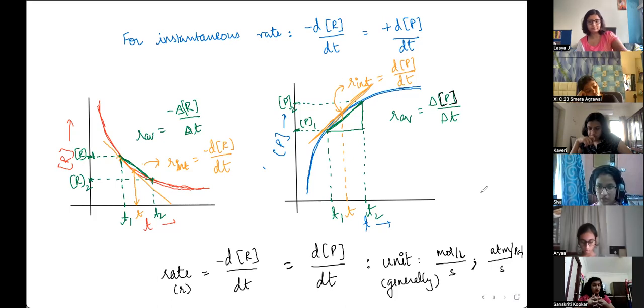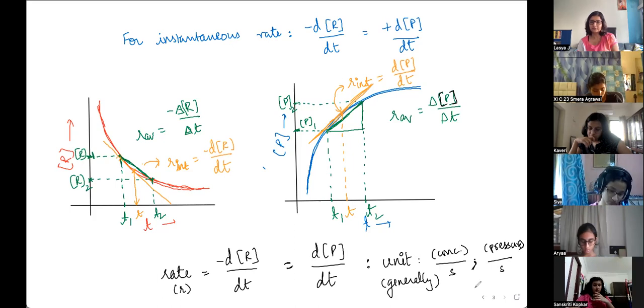That is atm or Pascal per second. If you want, you can note it down as a generalized thing. So it is the unit of pressure if you have gaseous reactants, and it will be the unit of concentration if the reactions are done in solutions. So this is for gases. And this is when it's a solution.